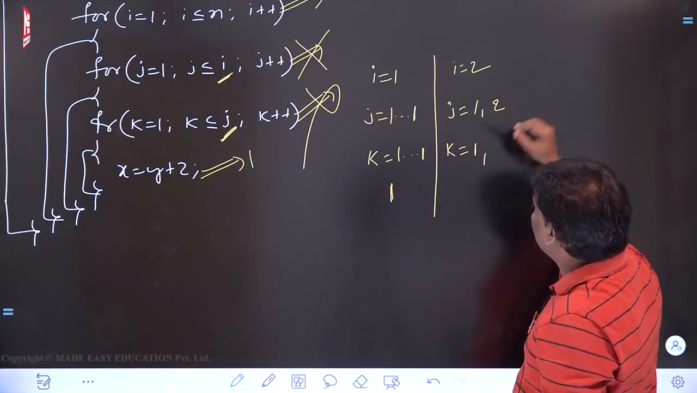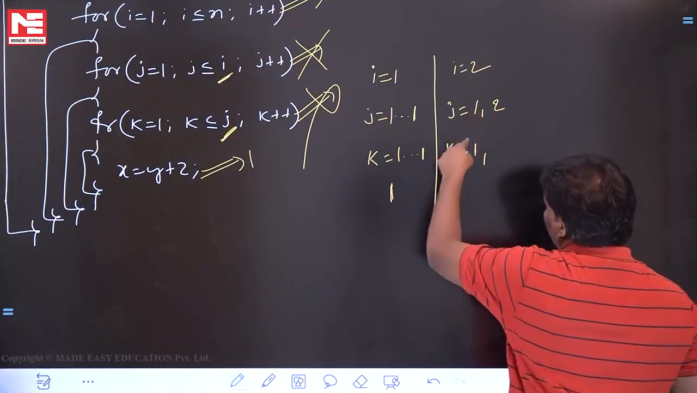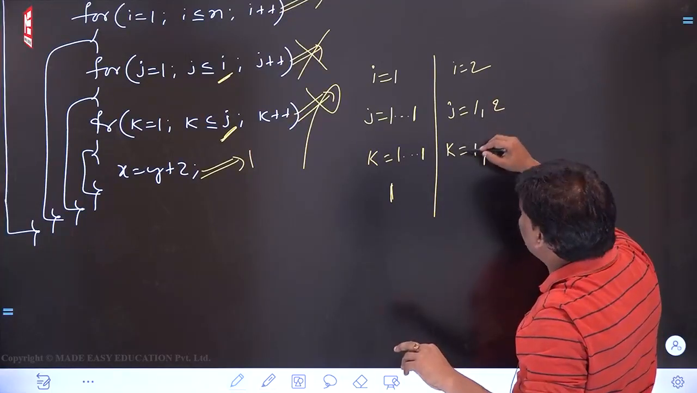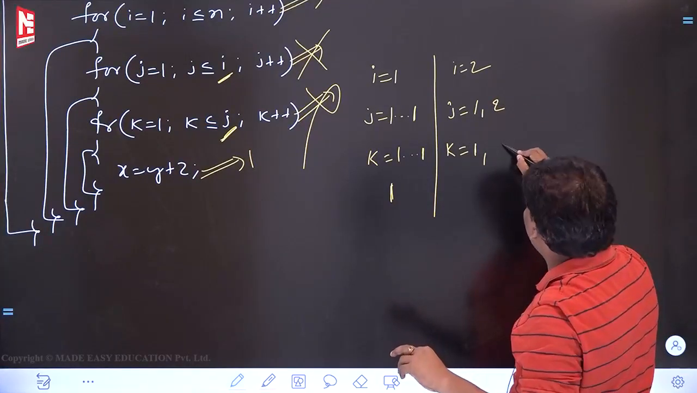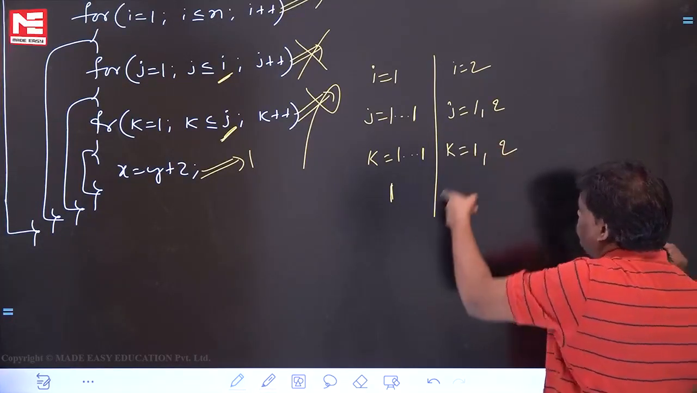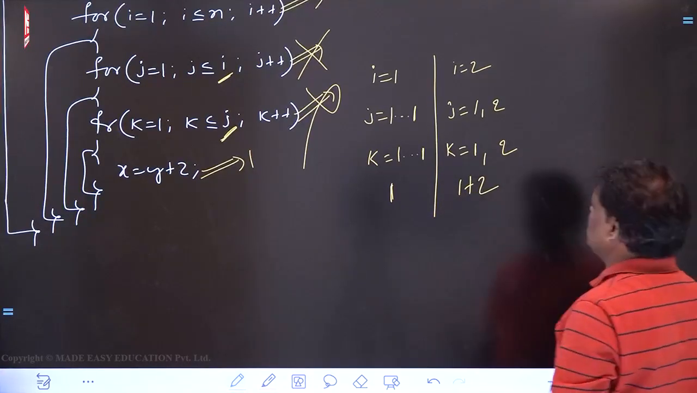If the J value is 2, what is the K loop answer? For J value 1, the K loop is 1 to 1, so 1 time. If the J value is 2, the K loop is going to be 1 to 2, so what is the answer? I think 2 times. So J value 1, K loop is 1 time; J value 2, K loop is 2 times. So I think for the I value 2, this will go 2 times. So I think this is the answer.